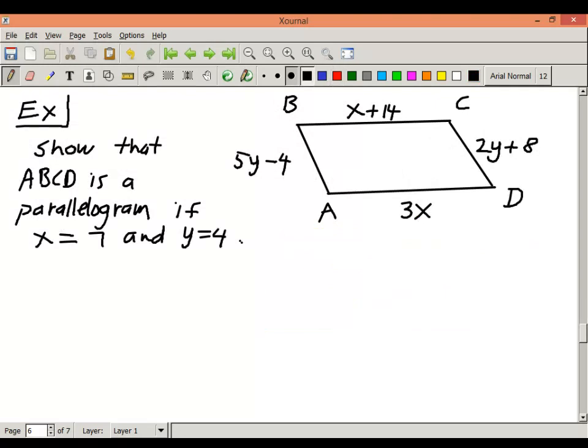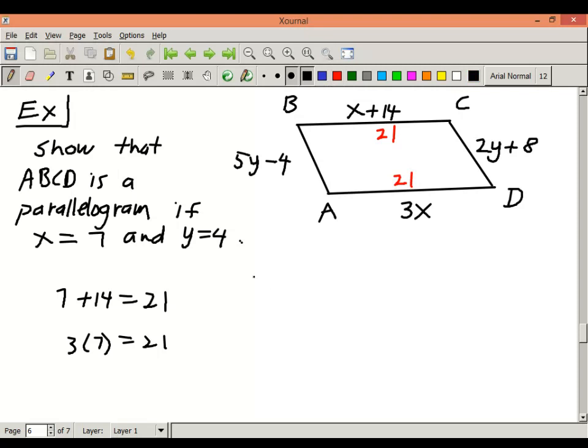Okay, so the directions say show that quadrilateral ABCD is a parallelogram if x is equal to 7 and y is equal to 4. So we're going to plug 7 in, and we're going to get the lengths of the sides of the top and bottom. So we've got the top is 7 plus 14. That's equal to 21. So we know that the top of that quadrilateral is 21. Now you're going to put that 7 in for the bottom side. So 3 times 7, that's 21. So we know that we got one pair of opposite sides to be congruent.